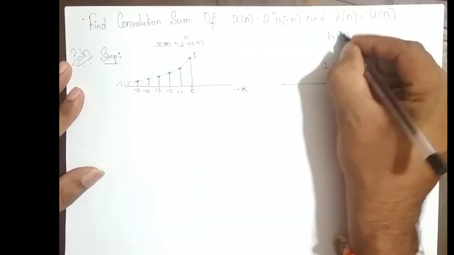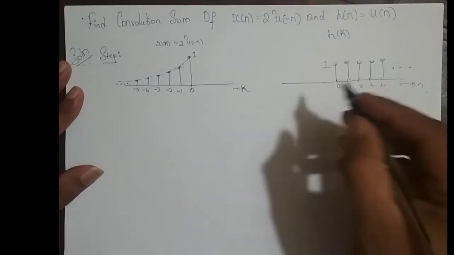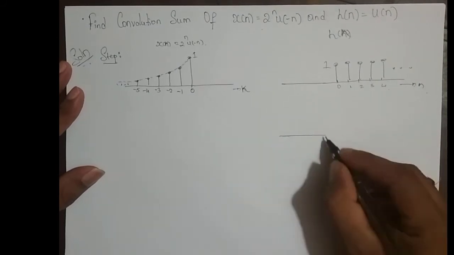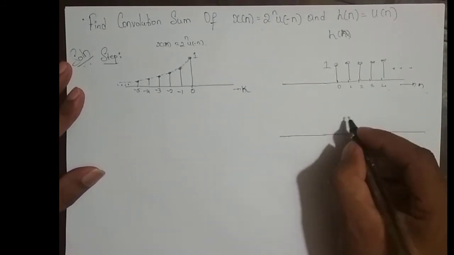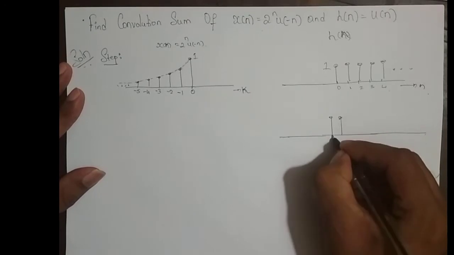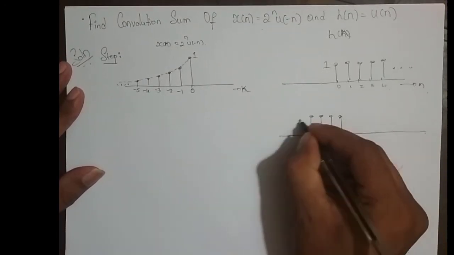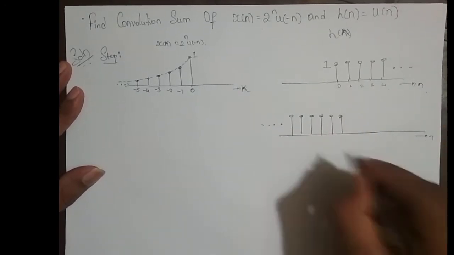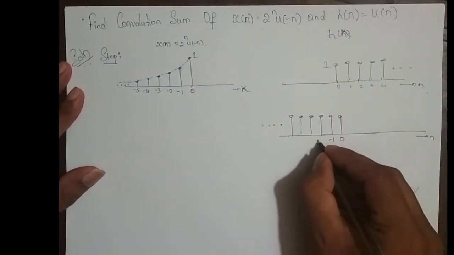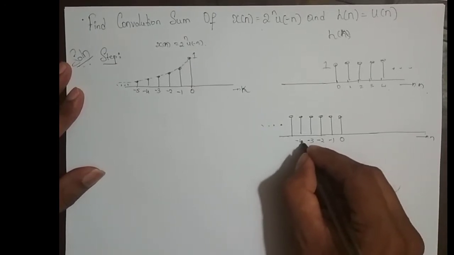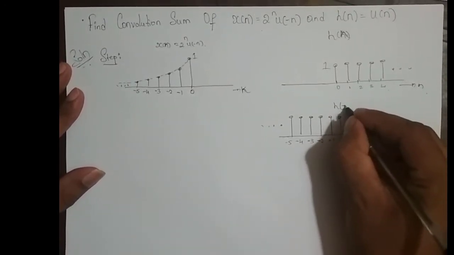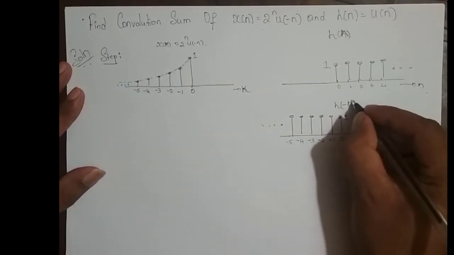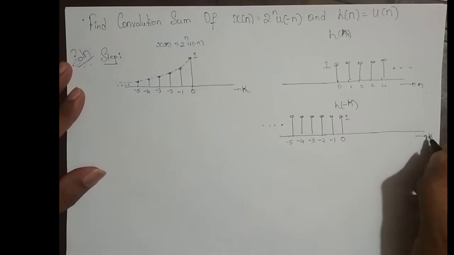Actually, let it be n, and I have to take the mirror image of h of n, which is like this. And this goes till minus infinity, right? So this is 0, minus 1, minus 2, minus 3, minus 4, minus 5. This is h of minus 1. So amplitude is 1. So now I need to replace its independent variable to k, right? Fine. Now I have the sequence as per the formula of convolution sum, right?